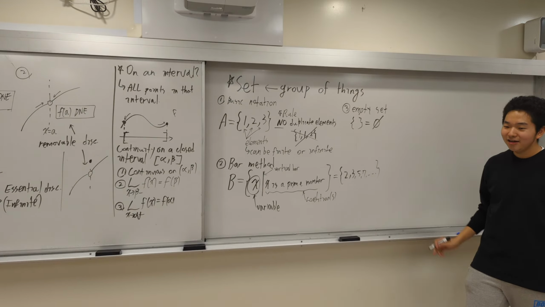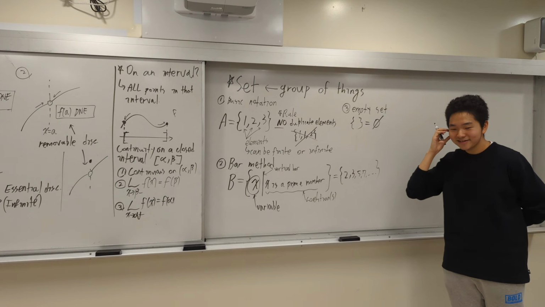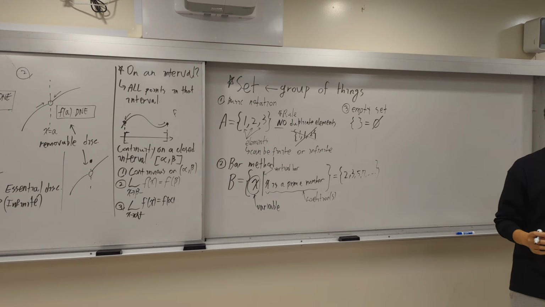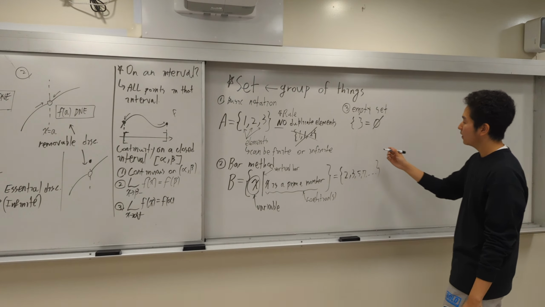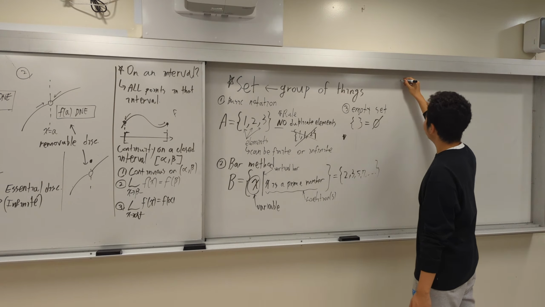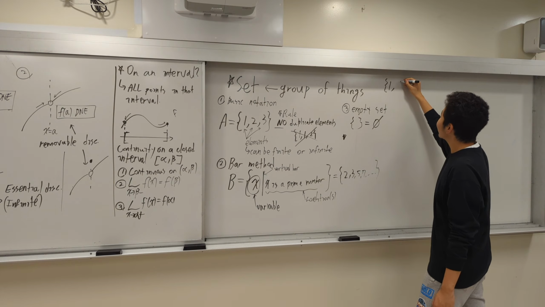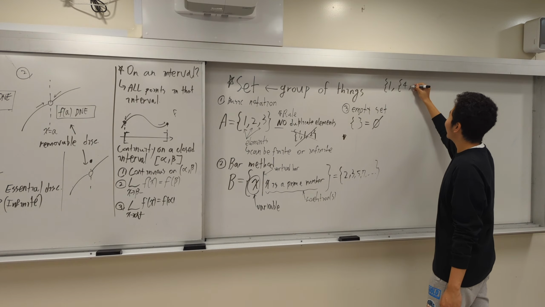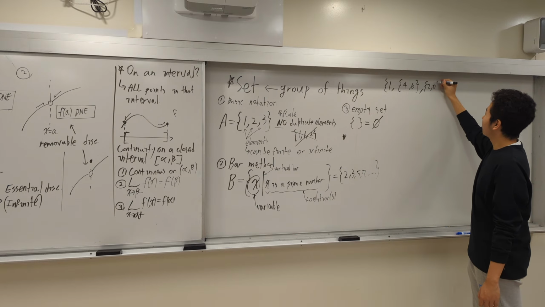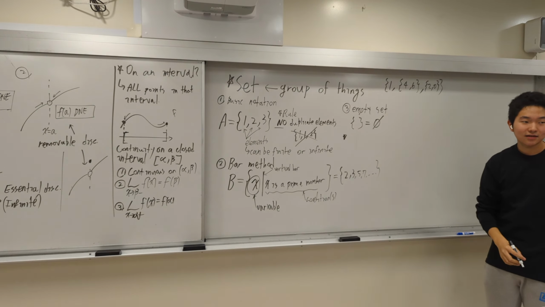But here's a weird thing with sets. Sets can contain other sets. So I can have a set like 1, and then I can have a set of 4 and 6, and then I can have a set of, I don't know, 2 and 0, and this can still be a set.